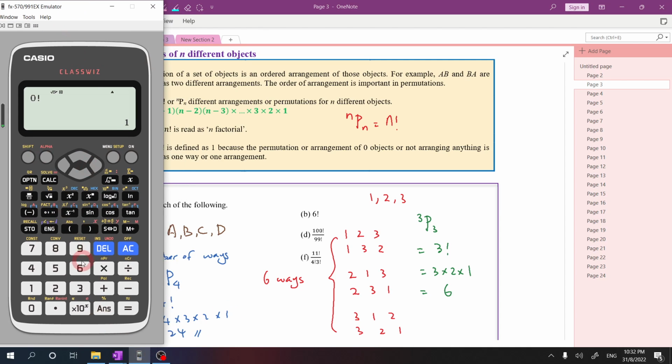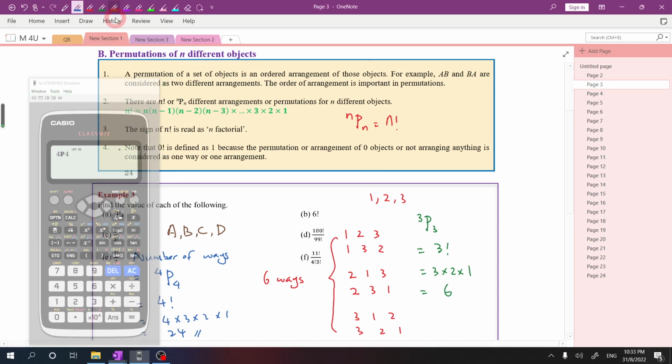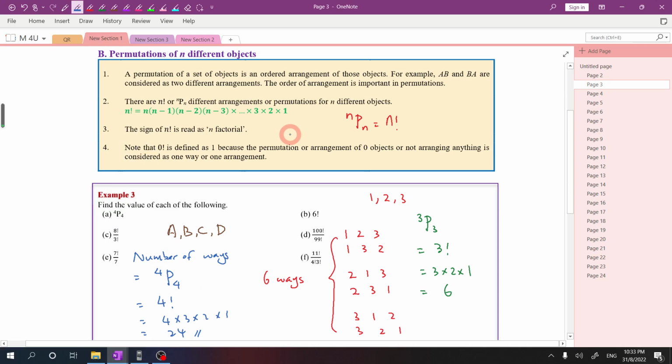Okay, you can press the calculator this way, 4 factorial, 24. Or 4p4: you see nPr here, right? Press this, 4p and 4. You press equal, you get the same answer, 24. This is a way for us to get the number of ways to arrange them easily.